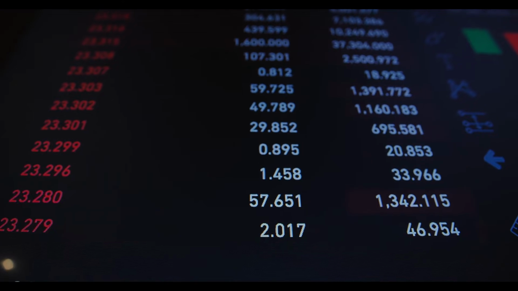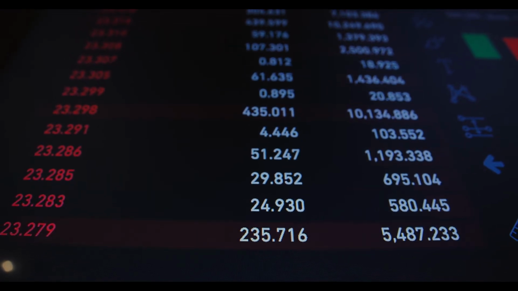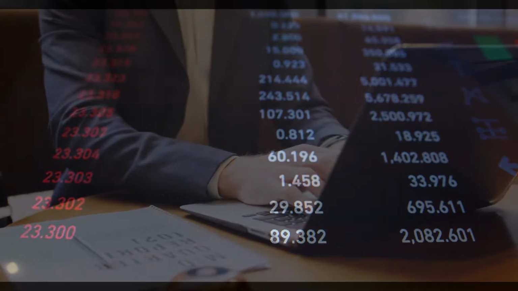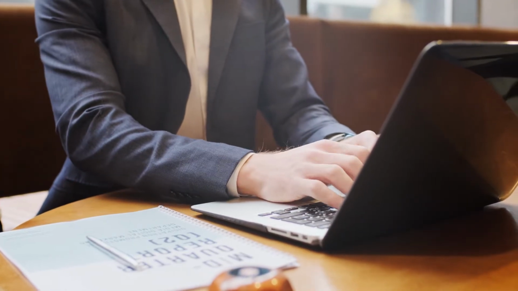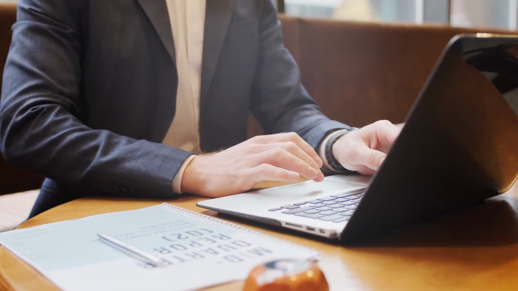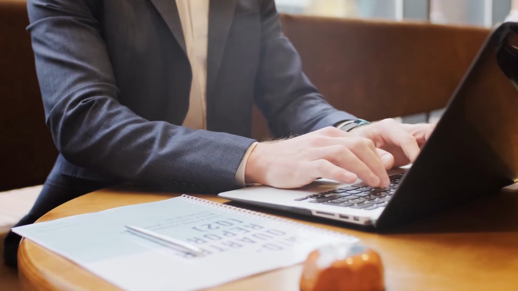8. Stay informed. Keep up with financial news and trends to make informed decisions. Understanding how economic events can impact your investments helps you stay ahead of potential risks.